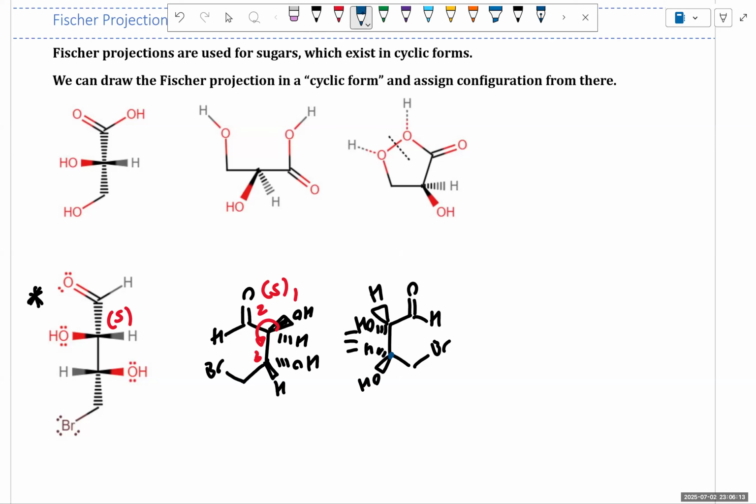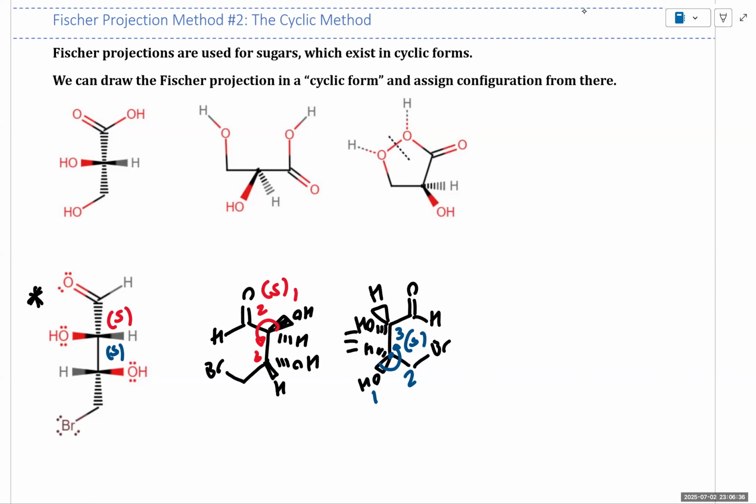On the second carbon, we need the hydrogen in the back, which occurs in this view. Here we have priority group 1, the alkyl bromide, higher priority than a carbon attached to oxygen because bromine has a larger atomic mass. Tracing, this in turn also gives us an S stereocenter. So as you can see, the cyclic method can be quite quick in terms of assigning the configuration at stereocenters for Fischer projections.